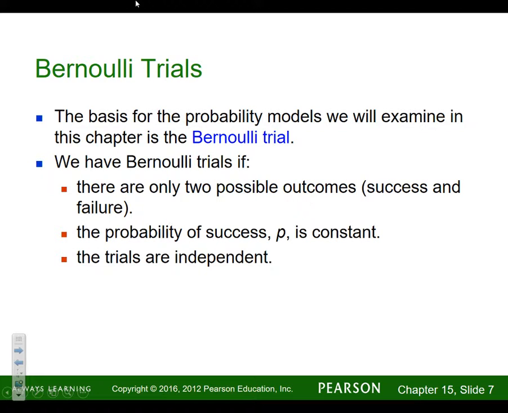And it can only be a Bernoulli trial if there are only two possible outcomes. This is new, so you should be taking notes on this. Those outcomes can only be a success or a failure. It either happened or it didn't, right? The probability of success, p, is constant for all of those, and the trials are independent.